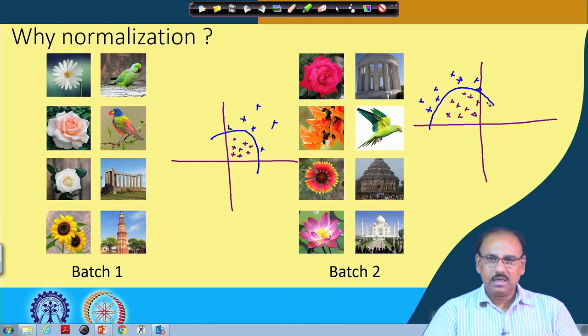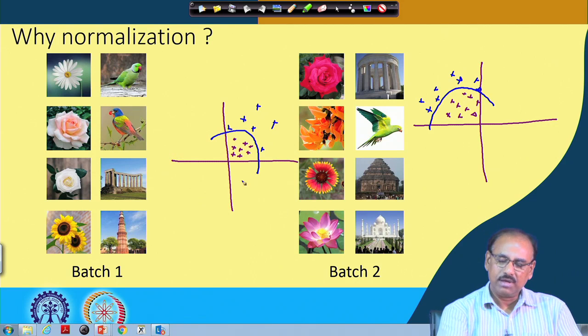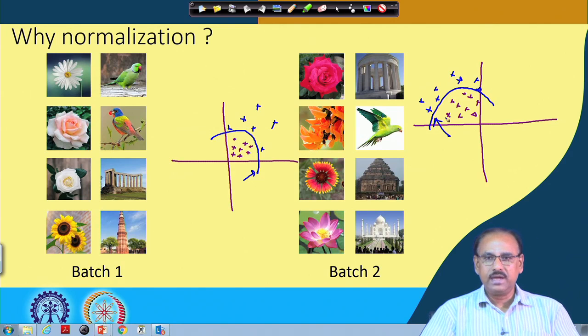And as a result, while training, the classifier simply hops from one boundary to another boundary. In some cases it will decide this boundary, in some cases it will decide this boundary. So, the time taken to train the classifier, or your deep neural network, becomes very large. This can be avoided if we can somehow normalize the feature vectors so that the distribution of all the feature vectors belonging to the same class will be more or less the same.